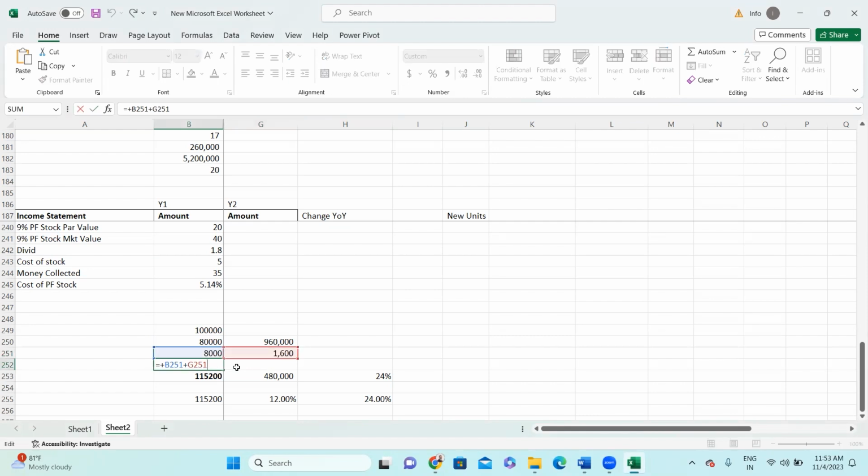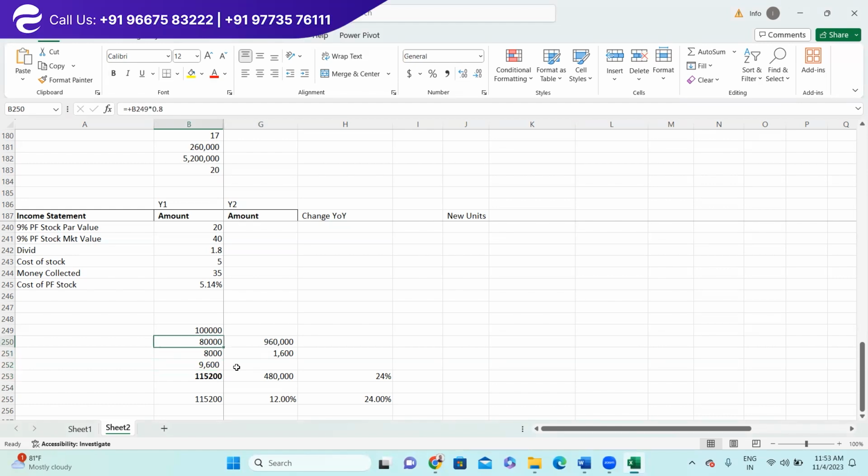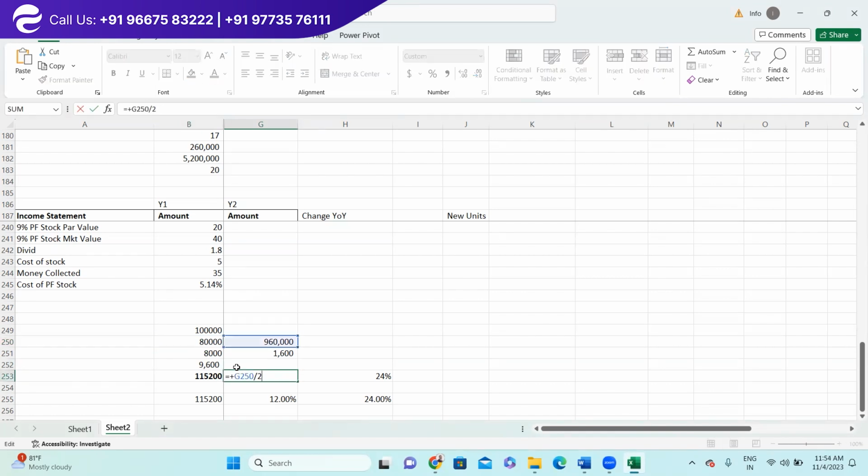So the total is 9,600 multiplied by 12, which is 115,200. And the average receivable is 960 divided by 2. And 24% is 115,200 divided by 480. So 960 would be given in the question. Which one? 9,960,000. No, it is 80,000 multiplied by 12. Achha. So okay, we have taken average of that, that is divided by 2.